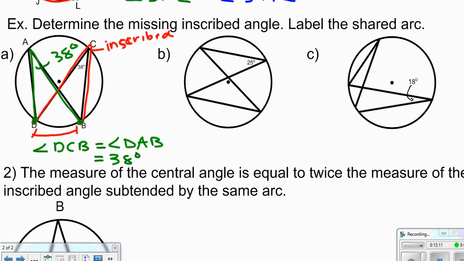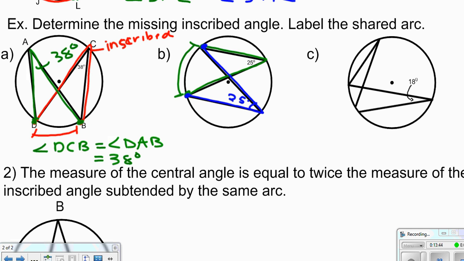Okay, moving on to the second one. Angle 25, I can see, is an inscribed angle. And this is the minor arc that it's on. So I need to see if there are any other inscribed angles that are on the same arc. So I'm going to start at the same point, follow a different line, and try to end up at the same spot. And we do. So this blue angle is also on the same arc, which means that this angle is also 25 degrees. That's it. Let's look at the third one.